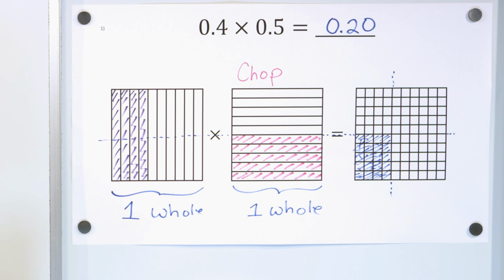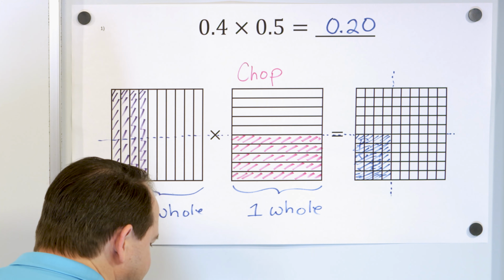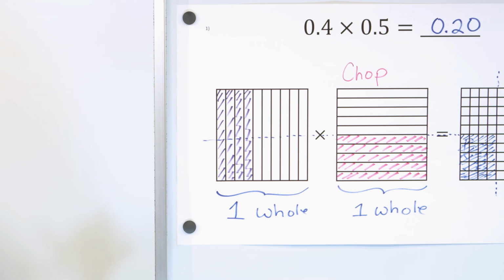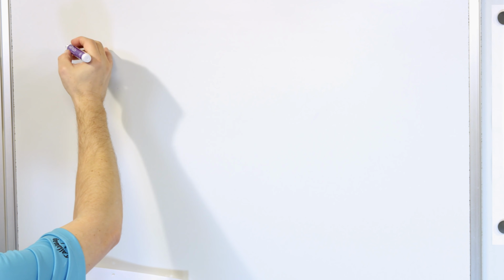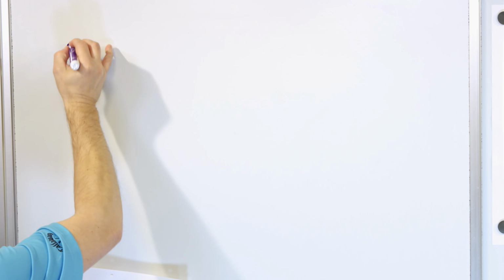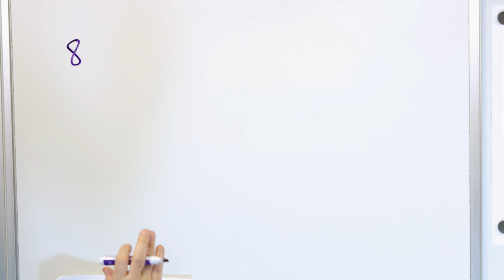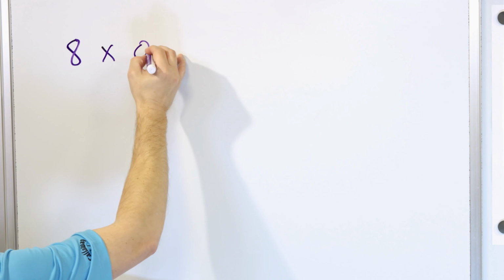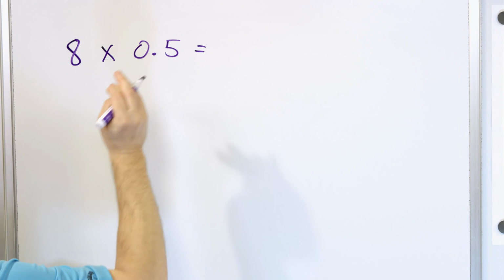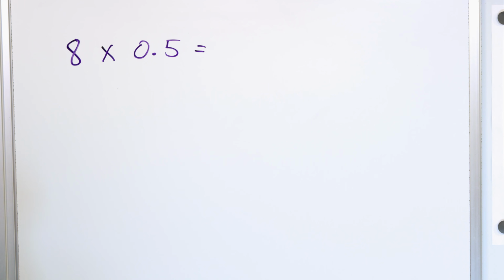So that was our first problem. We had to do a lot of talking for that first problem. I think before I do the next problem, I want to take a step back and just talk a little bit more for a second. Let's just say, forget about pictures for a second. What if I take the number 8, not 0.8, just 8, and I multiply it by 0.5? Now that you know what's happening here, what do you think is going to happen?